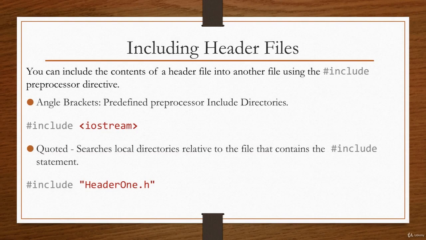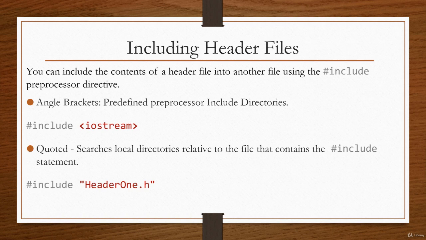Let's talk about including header files in a bit more detail before we move on to the next section. As discussed, you can include the contents of a header file into another file using the #include preprocessor directive. Now here are two ways of doing it. You can use the angle brackets or you can use quotes. Basically, the preprocessor has to determine where the file is located, whether it's a user-defined header file or a standard library file such as iostream.